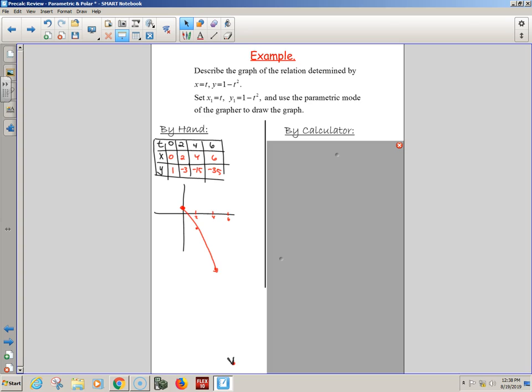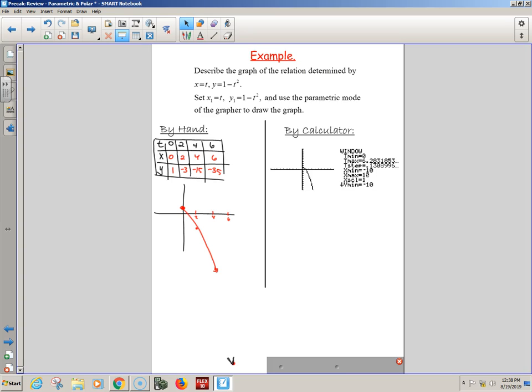If you wanted it to look the exact same as your by hand, you would need to go into window and t min, t max, the exact same range. Domain? Awkward. I'm going to use the general English term range just to say the beginning and the end. And you guys should get something pretty similar too, right?